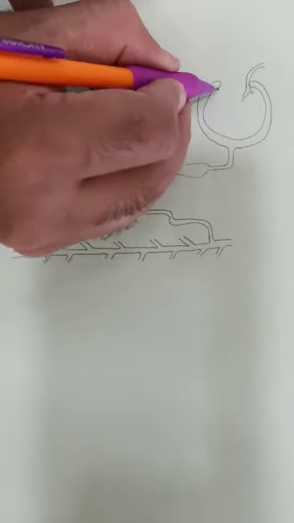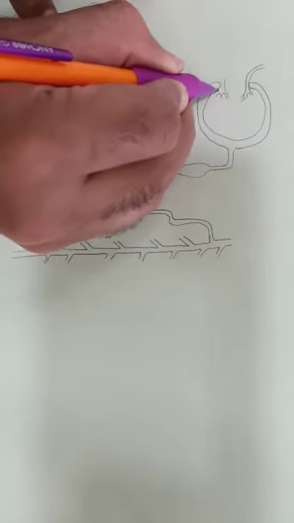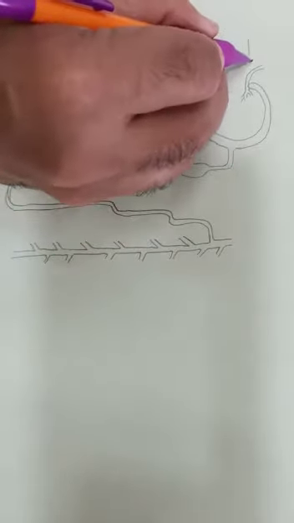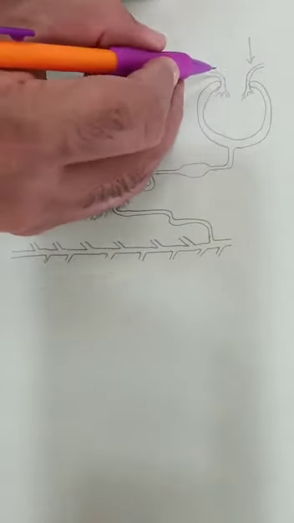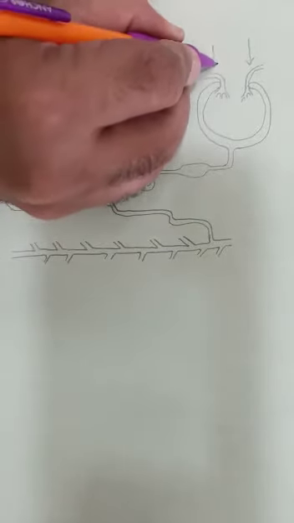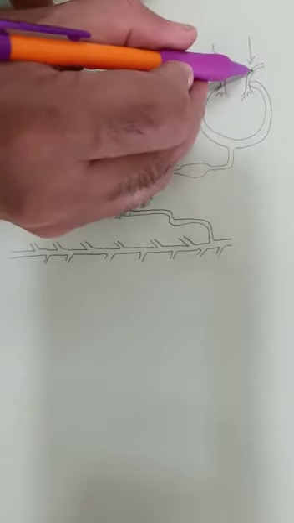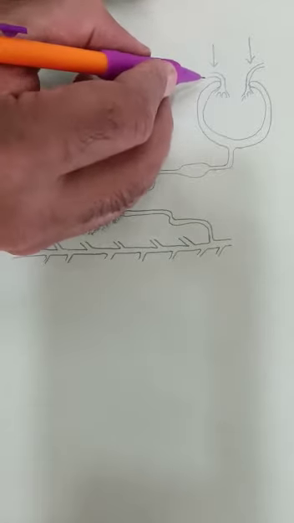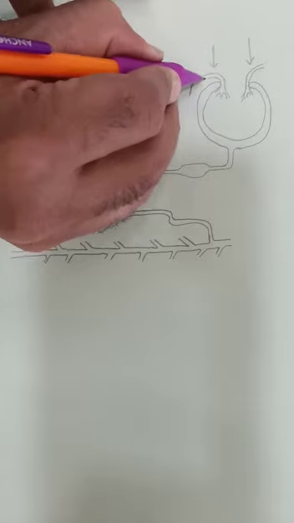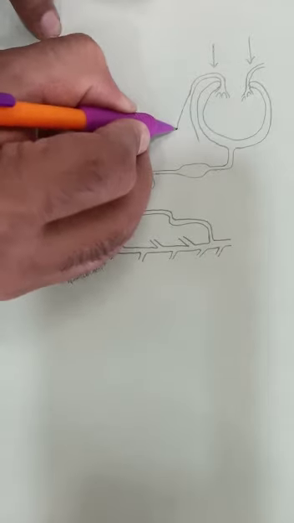Similarly, the number of branches will exit. This entry part is called branch of renal artery, and this is the branch of renal artery. This is called efferent arteriole, which we will label later on. Now, we will see how it is get divided.